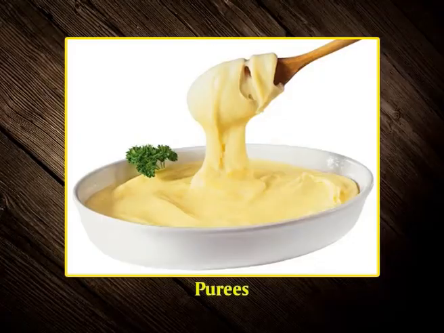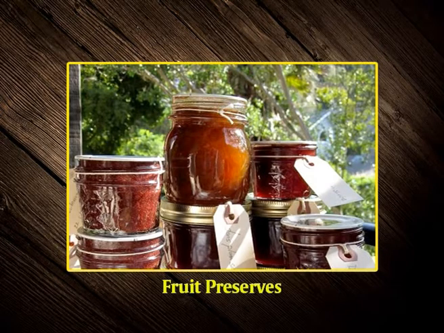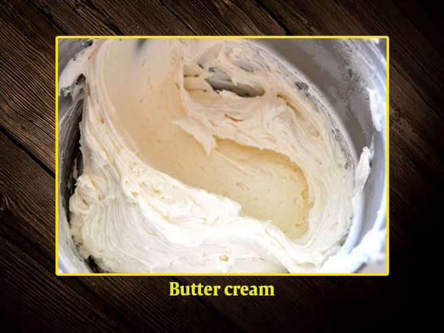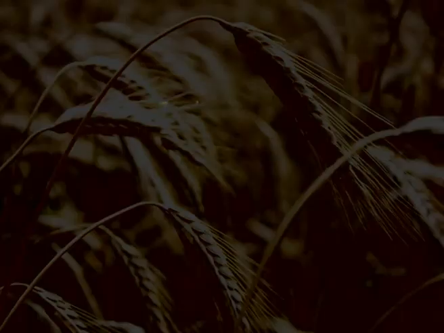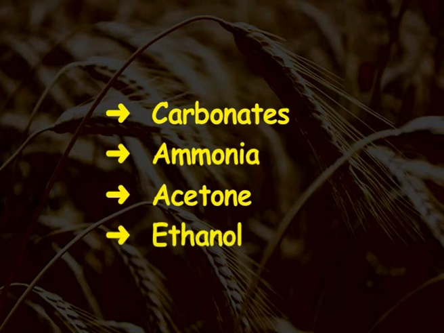Flavorful ingredients like fruit purees, nuts, dried or candied fruit, or extracts are often added, and numerous substitutions for the primary ingredients are possible. Cakes are often filled with fruit preserves or dessert sauces, iced with buttercream or other icings. Cakes are broadly divided into several categories based on ingredients and cooking techniques. Chemically leavened cakes rely on gaseous development from baking powders, including carbonates, ammonia, acetone, and ethanol.